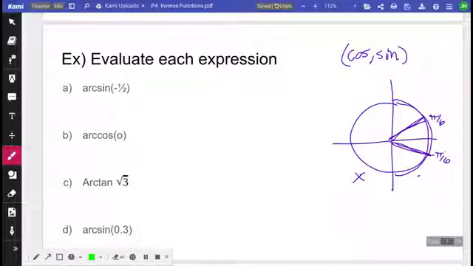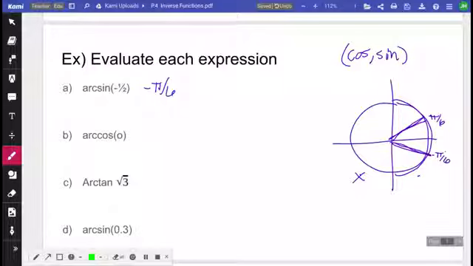Or you could do 2π minus π/6, but again, that's not within the range. The range was -π/2 to π/2. So you're not going all the way around, you're going up and down, so positive and negative. So the answer to this would be -π/6. Keep that in mind: if I go backwards around the unit circle, I can use negative values. Think of it almost like a number line, but it's a circle.